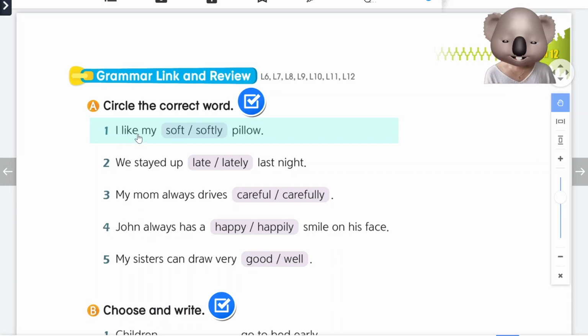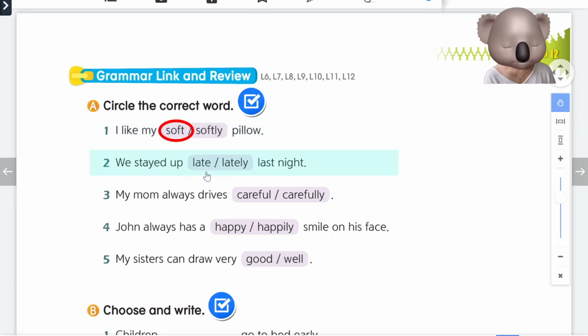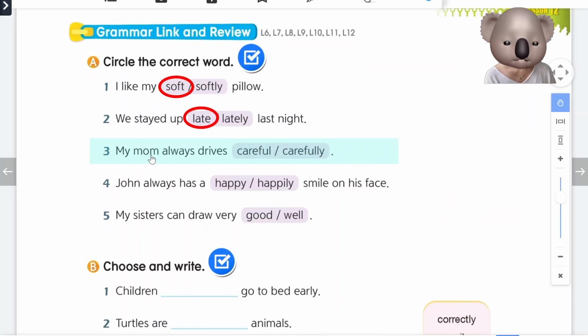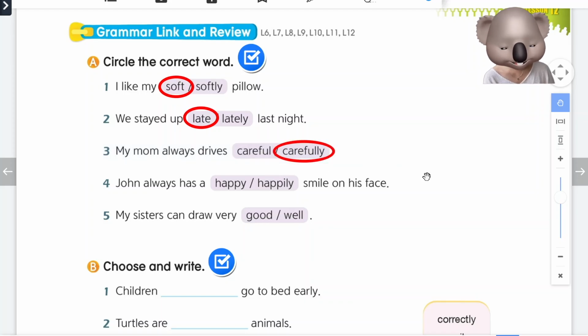Number 1, I like my soft, 부드러운, softly, 부드럽게. What kind of pillow do we have? A soft pillow. Good. Number 2, we stayed up late, 늦은, lately, 요새, last night. Good, we stayed up late last night. Oh no. Number 3, my mom always drives. 조심한, 조심하게. Good, 조심하게, carefully.